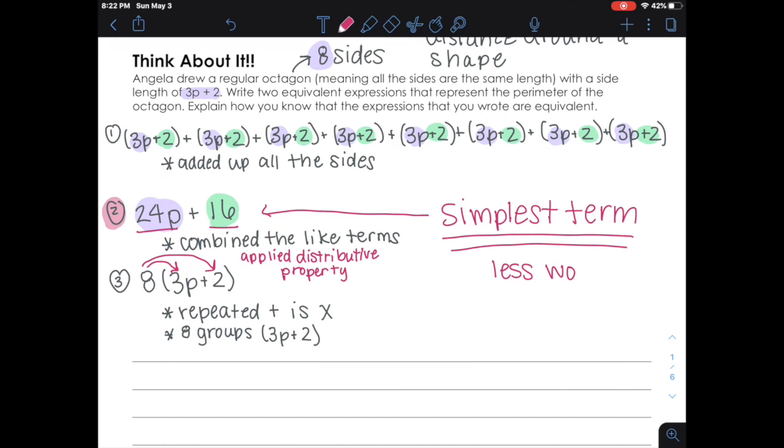Simplest term is always going to be the one where, once you have to substitute, it's going to be less work because it's faster. Okay, it's the simplest. So let's go ahead and move on.